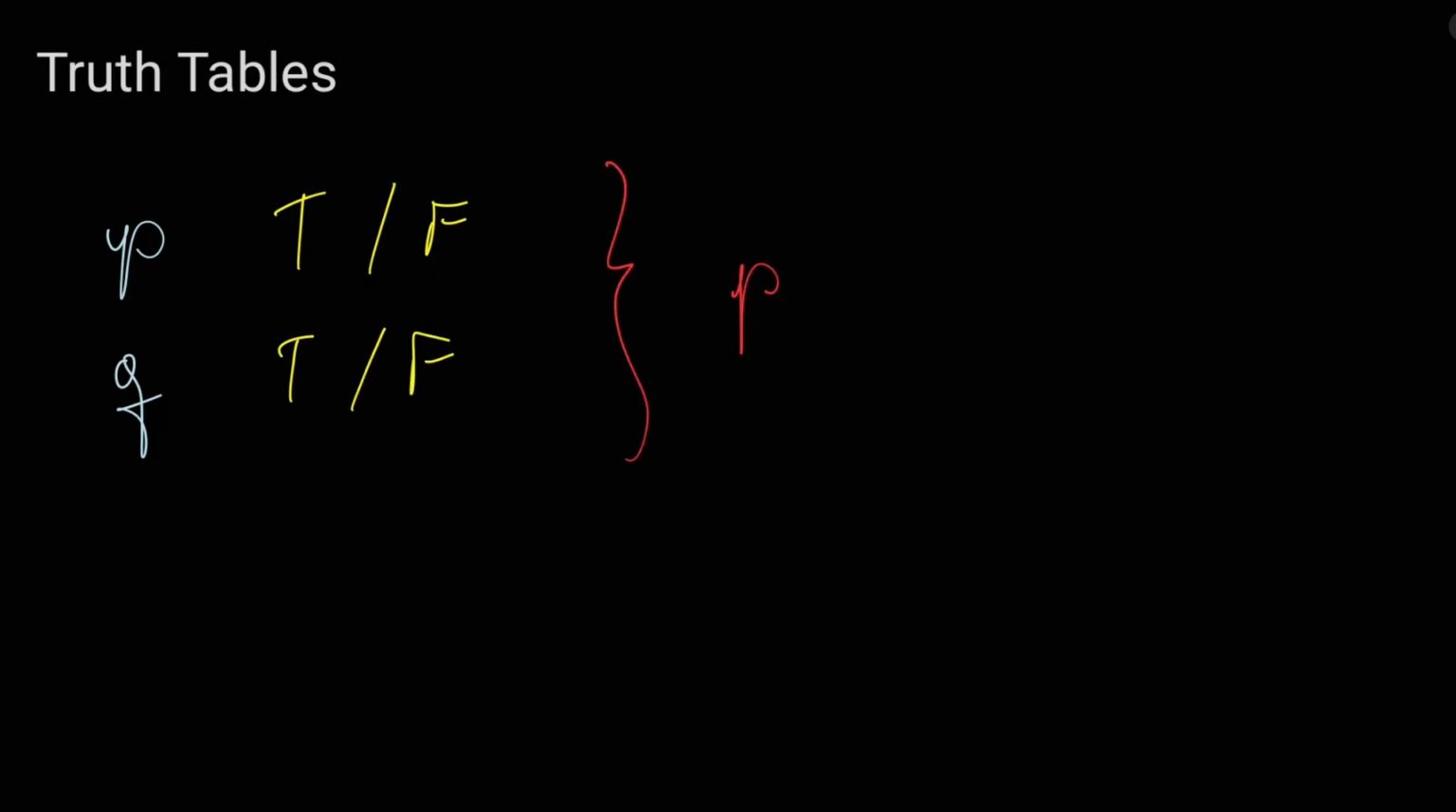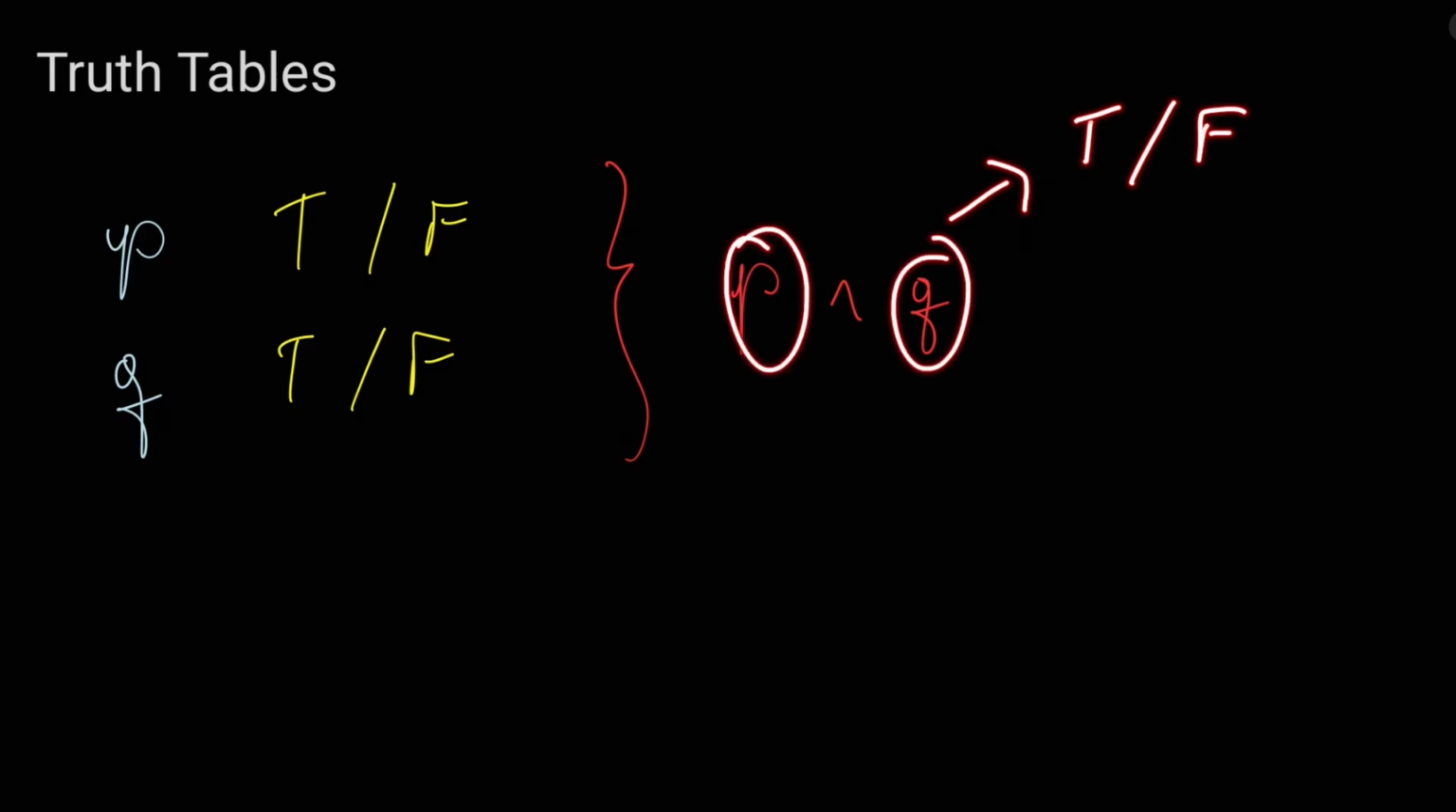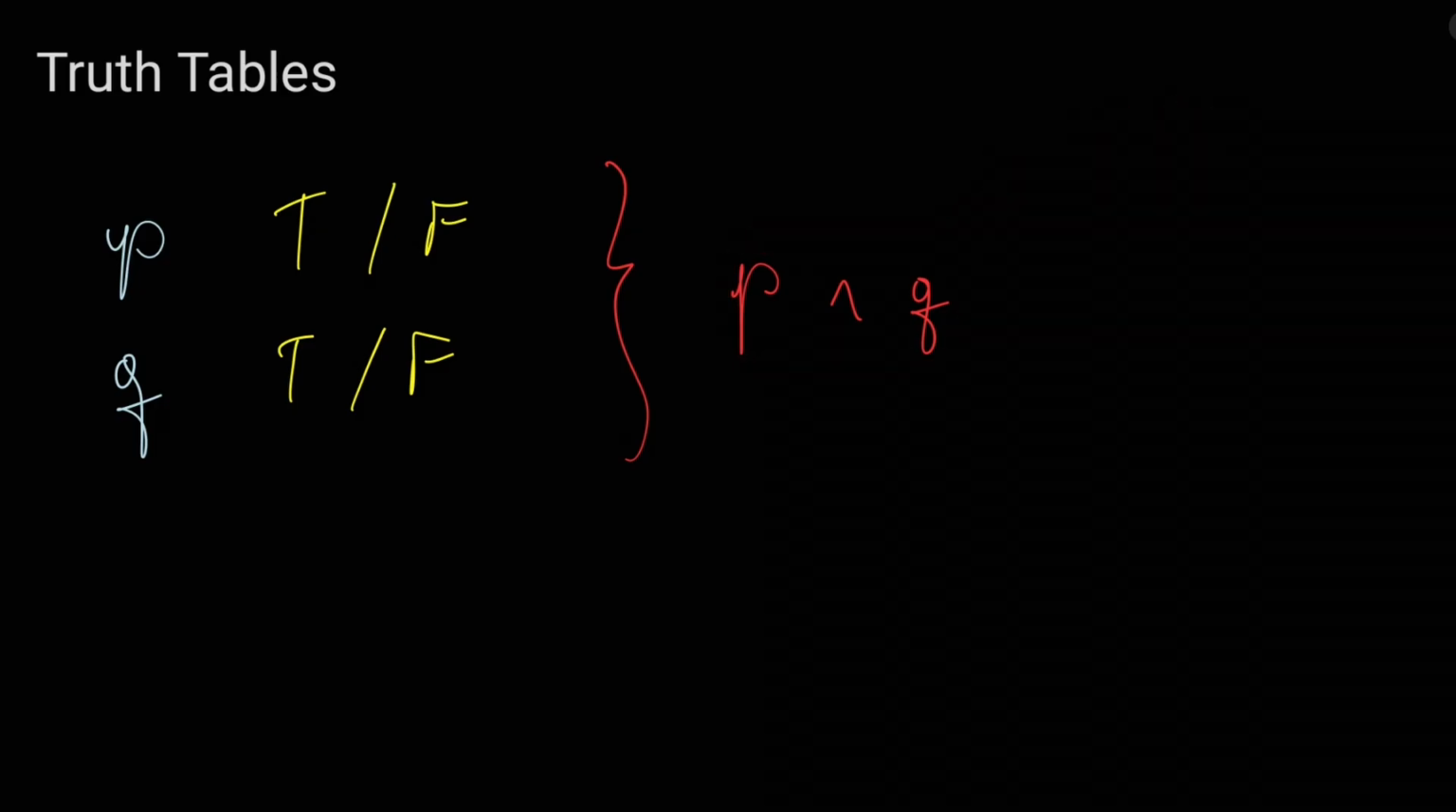If we combine these statements using logical connectives like AND, OR, NOT, let's say this one is P and Q. The truth table helps us see what the result is in every case for this combination of statements. Because P and Q will also have a truth value, so this can also be true or false depending on the values of P and Q. Let's look at a simple example.